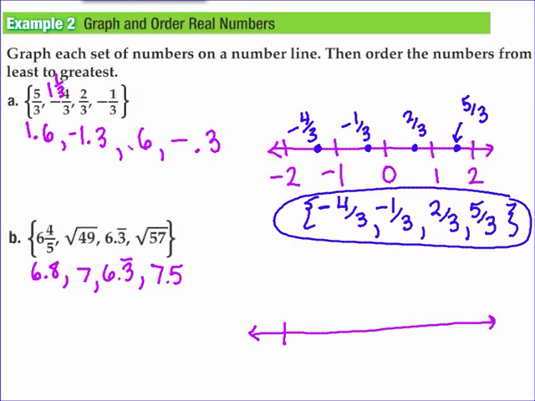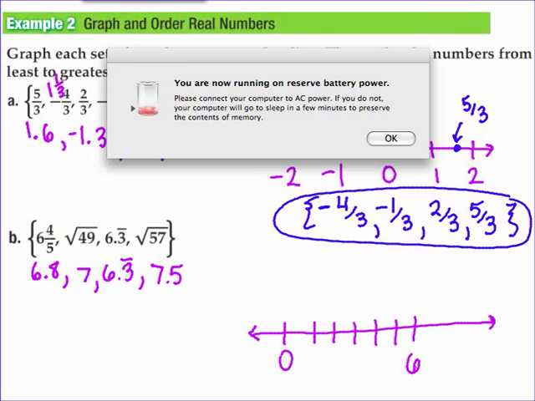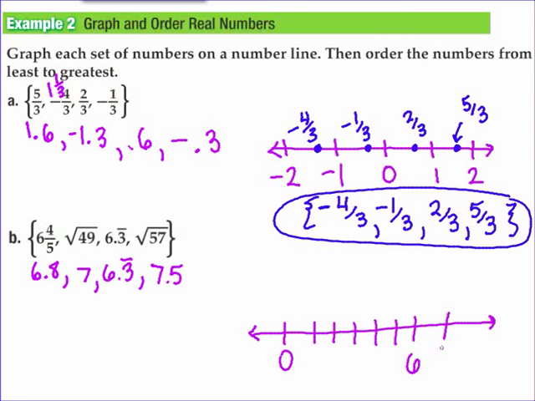Okay, always got to start with 0. 1, 2, 3, 4, 5, 6. There's 6. Thank you. And there's 7. Okay, so 6.8 is going to be about right here. We're going to write that as 6 4/5. The next one will be root 49, which will be right here. So I'm going to write that as root 49. The next one will be 6.3 repeating, so that's going to be a little beyond 6. And then 7.5, so we're going to be all the way up here, 7.5.